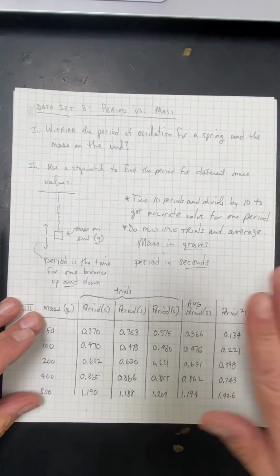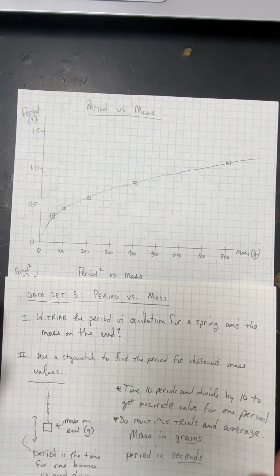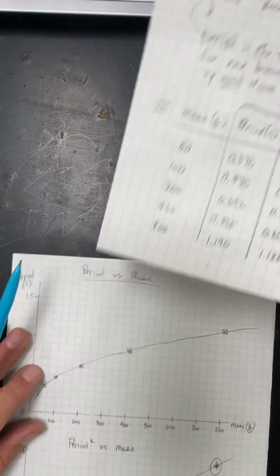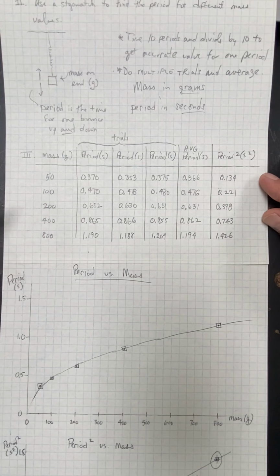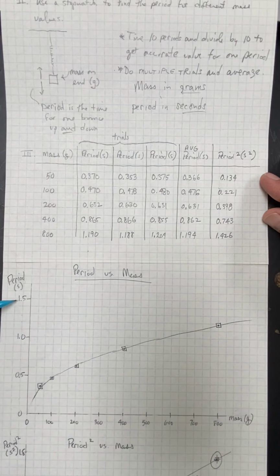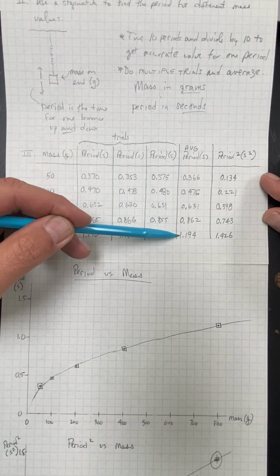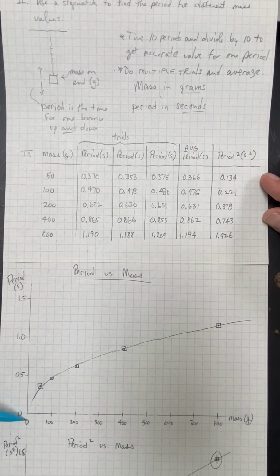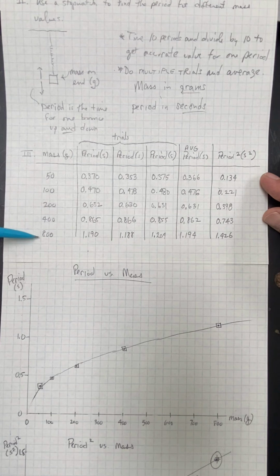I plotted, forget about this last column for right now, that was added later. I plotted period versus mass. So I took my data, my period values went here. I went from 0 up to 1.5, which would allow me to put all of my values in. And then mass, I had to go from 0 to 800. So 0 all the way up to 800.